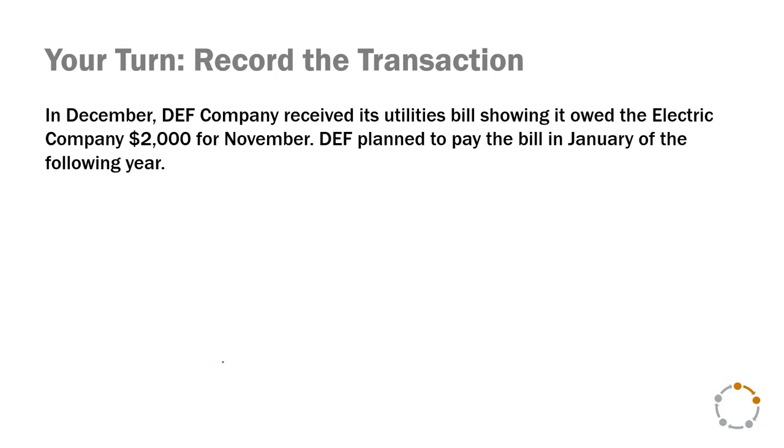In December, DEF Company received its utilities bill showing that it owed the electric company $2,000. DEF planned to pay the bill in January of the following year. So let's record the transaction for what happened in December. Take a few minutes, give it a try, then come back and we'll see how you did.